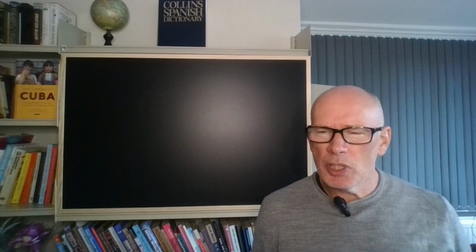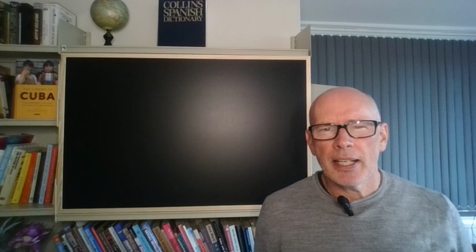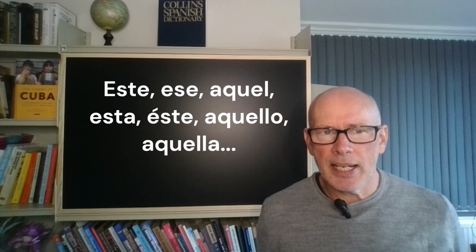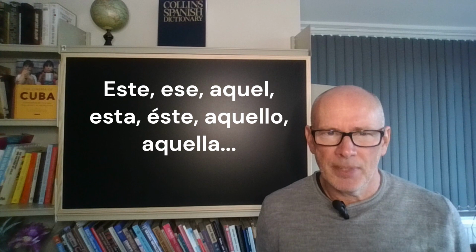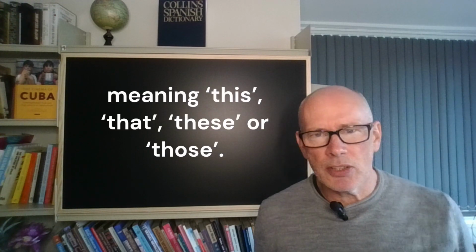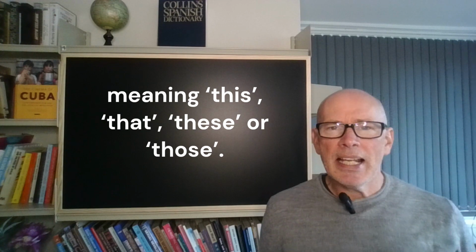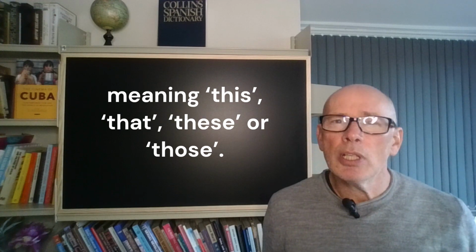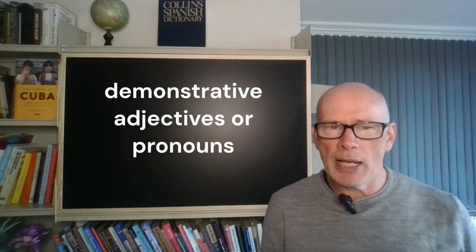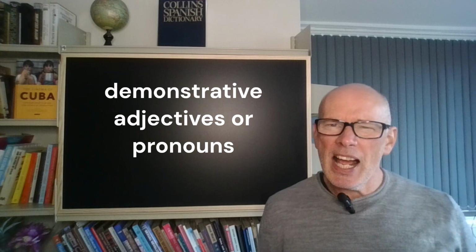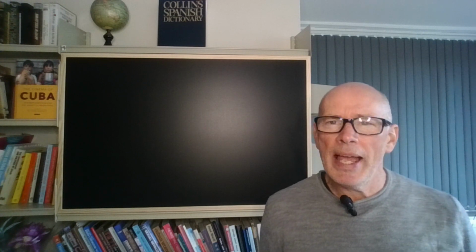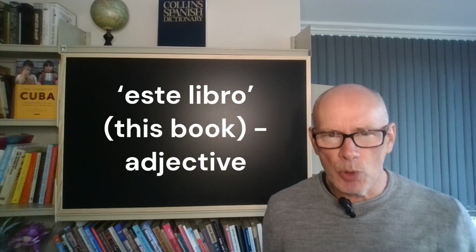Today, I'm going to look at the use of words like este, ese, aquel, esta, éste, aquello, aquella. These translate into English as meaning this, that, these, or those. They demonstrate a noun and so are called demonstrative adjectives or pronouns. They are an adjective if they describe a noun in this way. For example, este libro, this book.